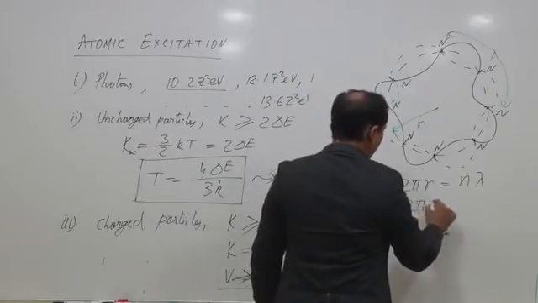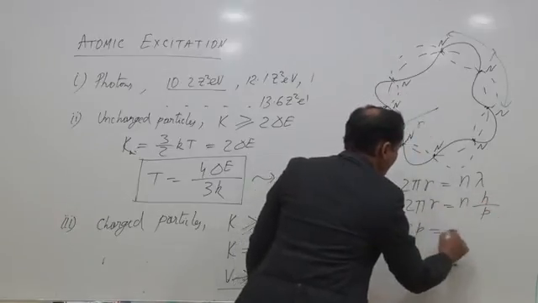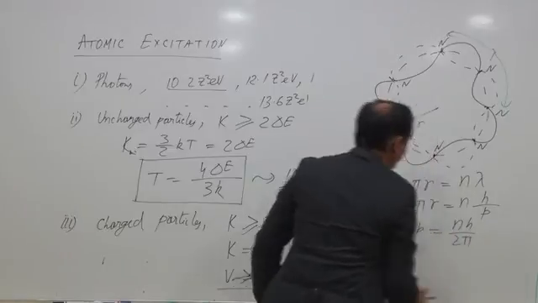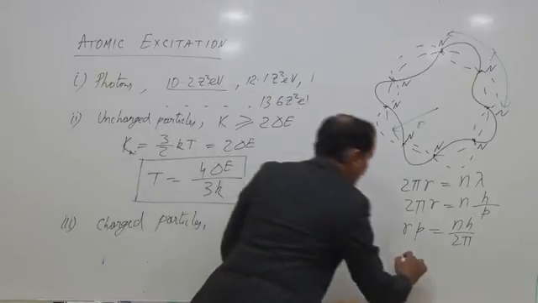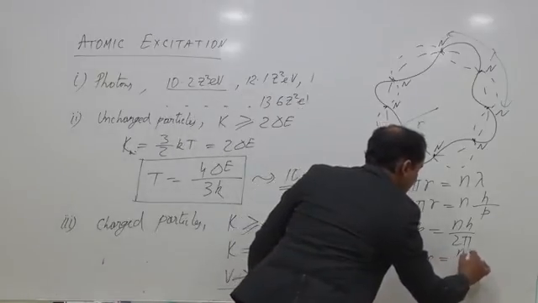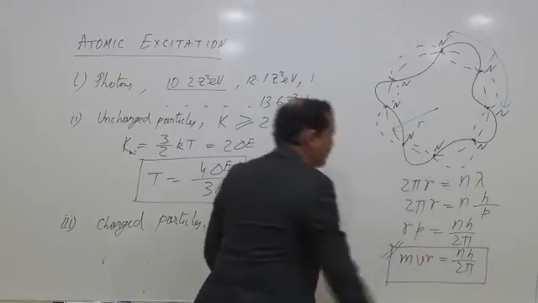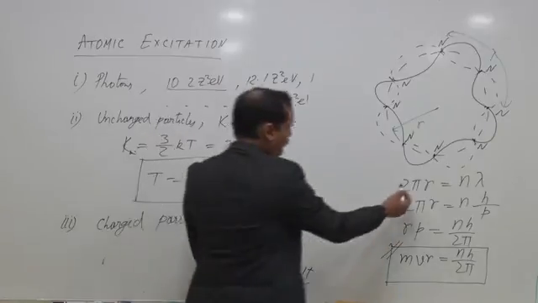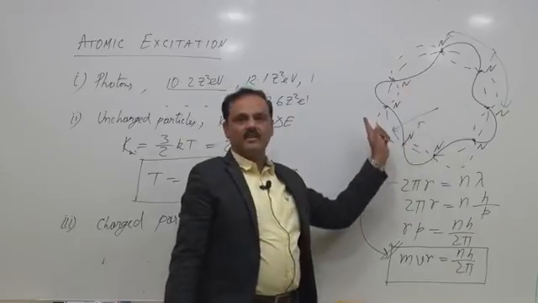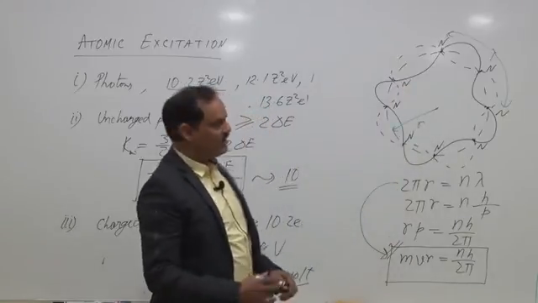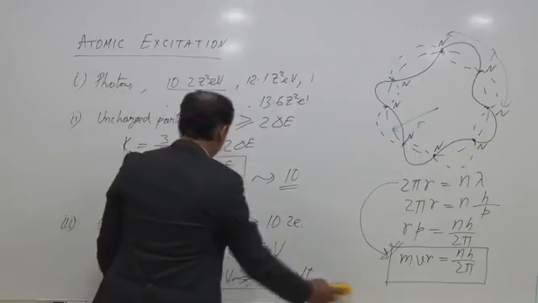Now according to de Broglie, we know lambda is equal to h by p, or 2 pi r p is equal to n h. p is nothing but linear momentum mv, so we have mvr is equal to nh upon 2 pi. This is Bohr's quantization rule, and that is obtained from de Broglie's explanation that electrons behave as waves in orbit, they don't behave as particles. So this is de Broglie's explanation.